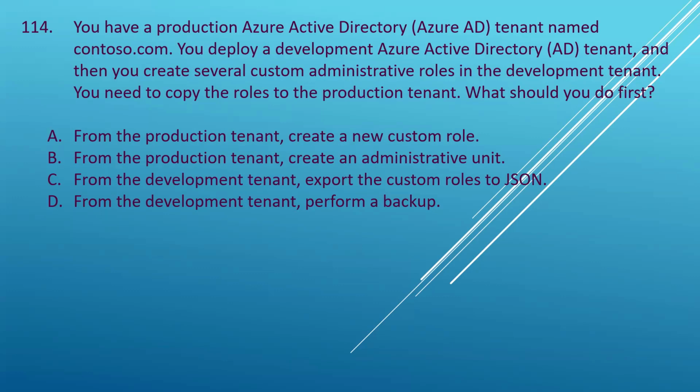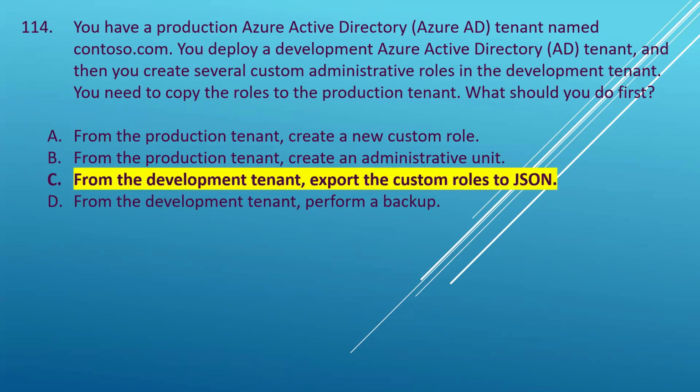To copy custom administrative roles from the development Azure AD tenant to the production Azure AD tenant, you should first export the custom roles to JSON from the development tenant. Exporting the custom roles to JSON allows you to capture the role definitions and configurations. After exporting, you can then import these JSON files into the production tenant to recreate the custom roles with the same settings. This is a common approach for migrating custom roles between Azure AD tenants.